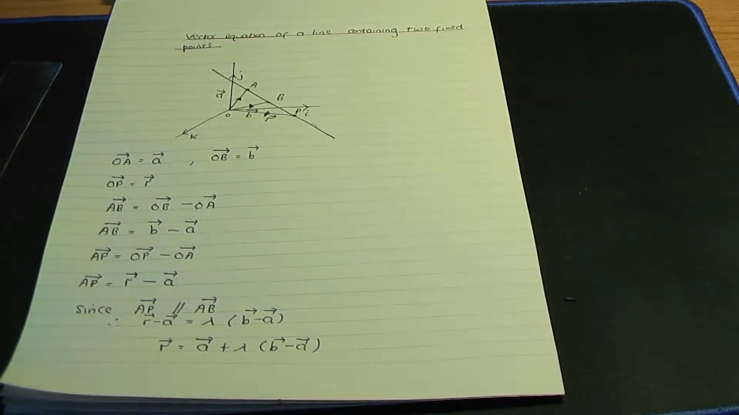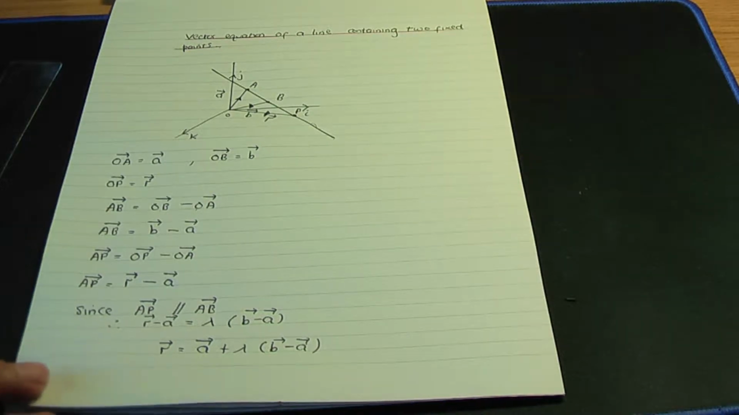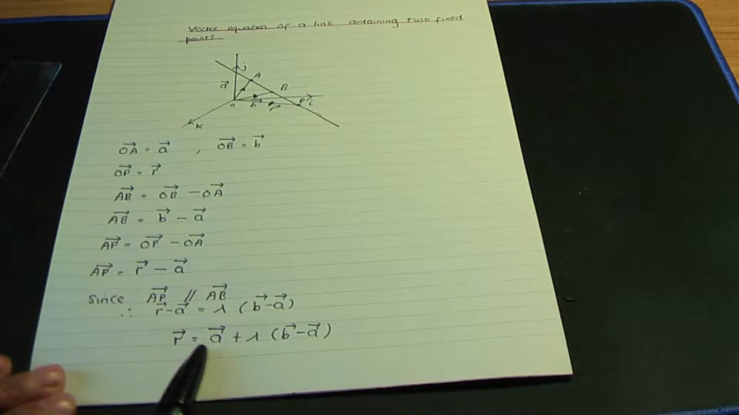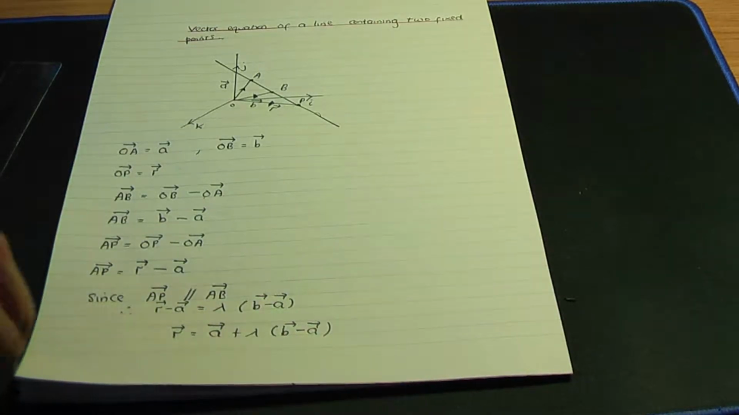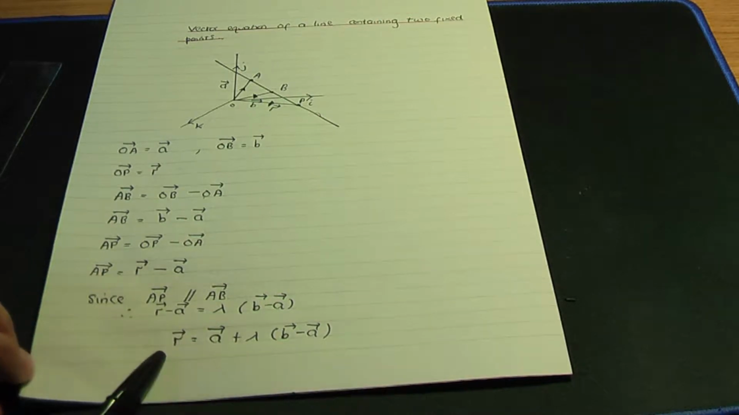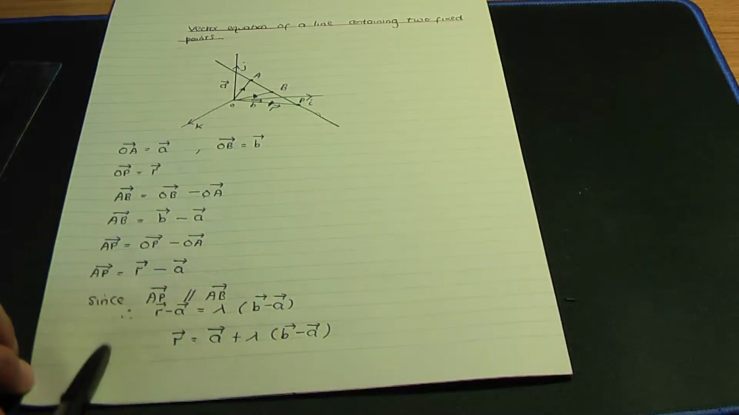Hi there. In the last video, I went through a result in terms of how to work out the vector equation of the line passing through two fixed points. So if your line passes through two fixed points, in order to work out its vector equation, the result was r equals a plus lambda (b minus a). In this video, I'm going to show you how this result is applied.